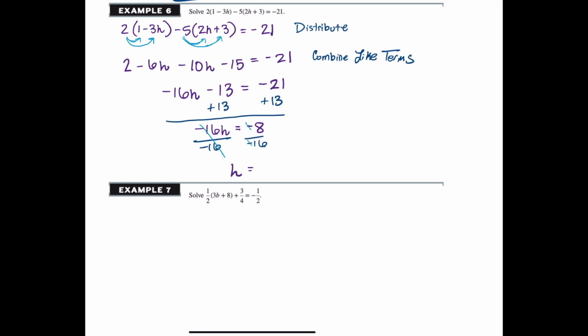And then we have 8 over 16. 8 divided by 16 gives us a decimal, should give you 0.5. If we want to keep it as a fraction, we can divide the top by 8, divide the bottom by 8. 8 divided by 8 is 1. 16 divided by 8 is 2. We can just see that 8 goes into 16 2 times. It goes into itself 1 time. So the result is 1/2.